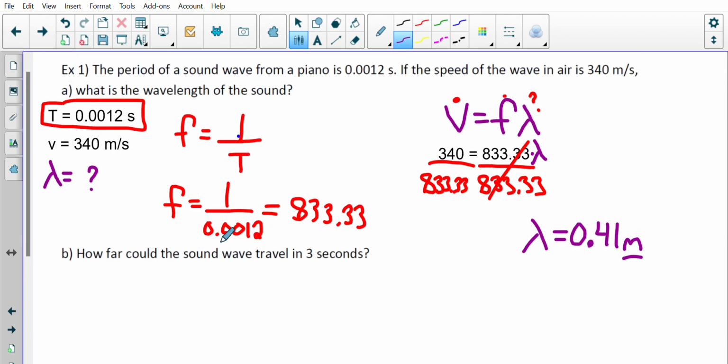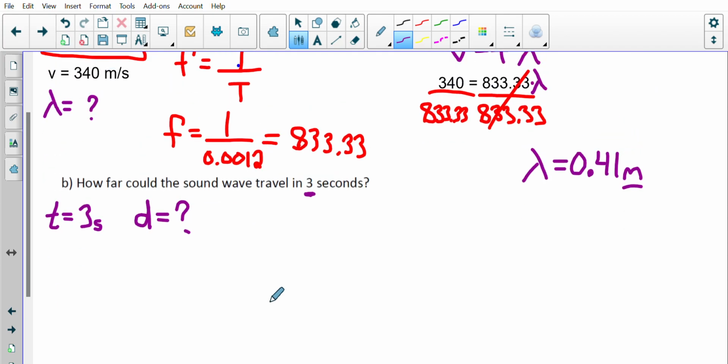Now here's something. It says, how far could the sound wave travel in 3 seconds? So there's a t there, 3 seconds. We want to know how far it can travel, so there's our distance. We've got all this other information up here: the wavelength, the velocity, the period, the frequency. We've got a lot of stuff here.